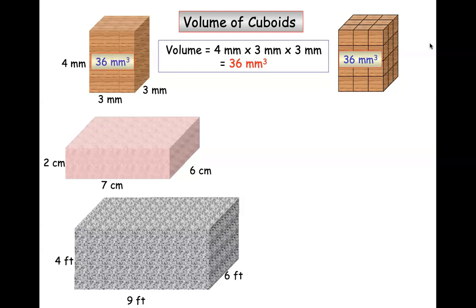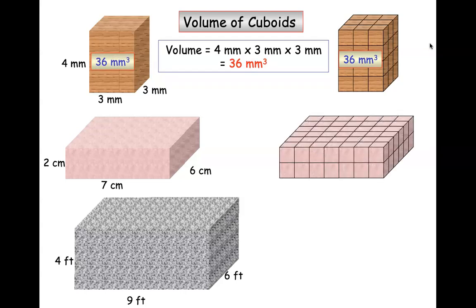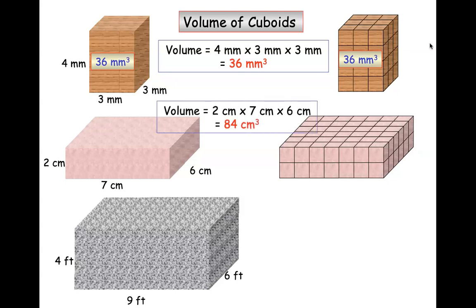For the second block, I've split it up for you again just to show you what I'm looking for. How many of those 1 centimeter cubed blocks are in that big shape? You can count them, or we can simply go 2 times 7 times 6. That's going to give me 84 centimeters cubed.